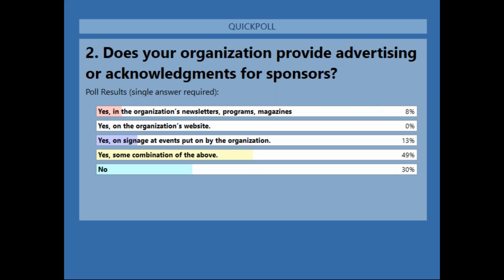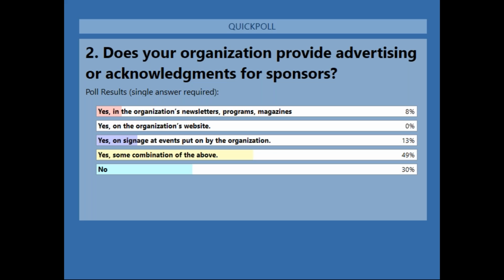I'm not really surprised by that. Many times it's something that is done that is not even really thought of as a specific benefit. A lot of organizations will have a list of sponsors on their website. So it may not even be something that you're thinking of as being advertising or some kind of benefit to them.